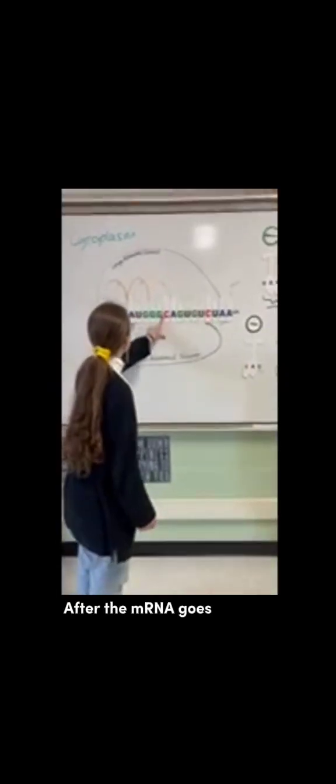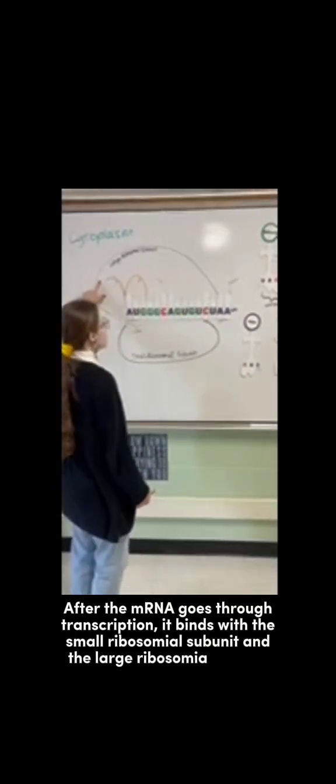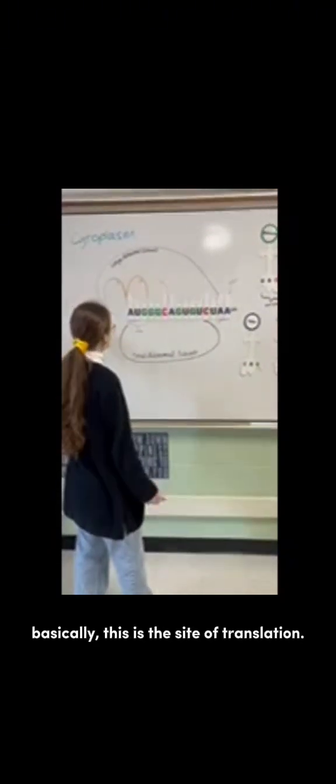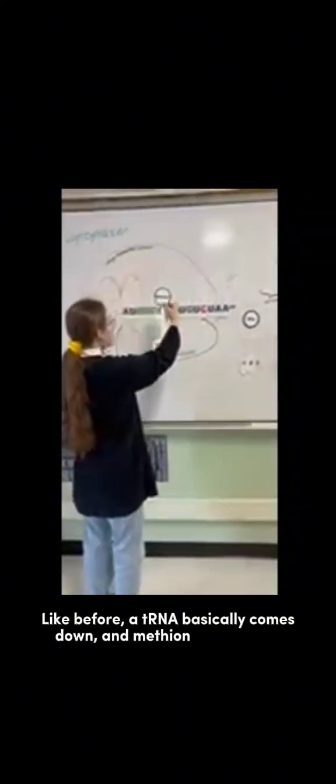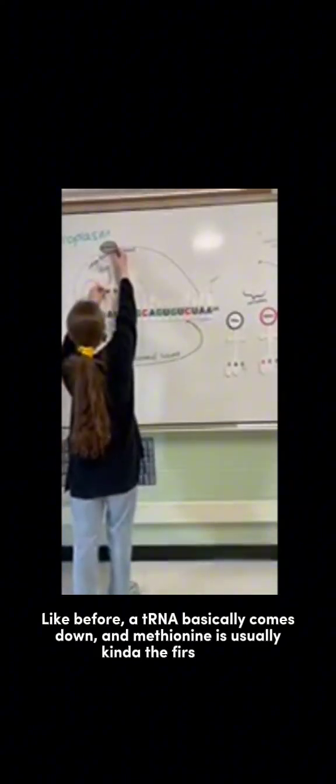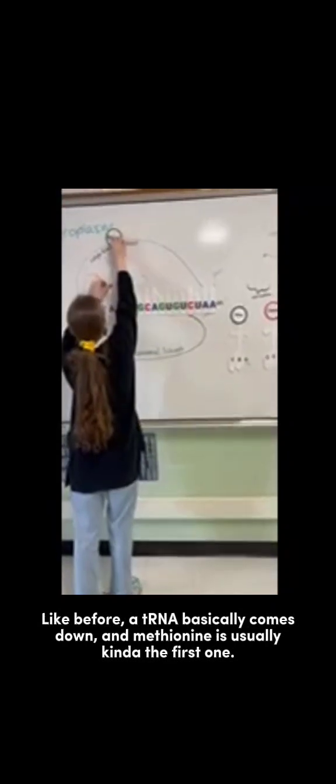After the mRNA goes through transcription, it binds with the small ribosomal subunit and the large ribosomal subunit. Basically, this is the start of translation. Like before, a tRNA comes down, and methionine usually is the first one, and it starts in the P site. And then another one, GGC, comes in at the A site.